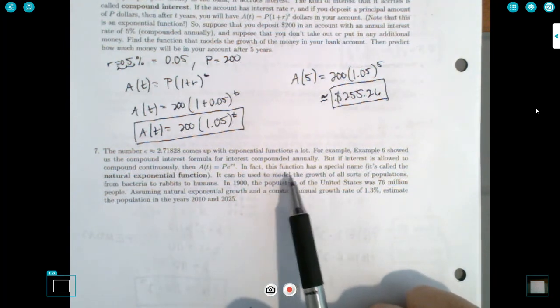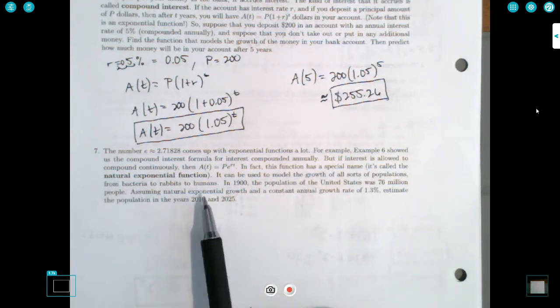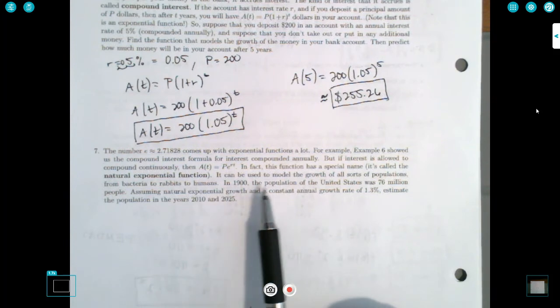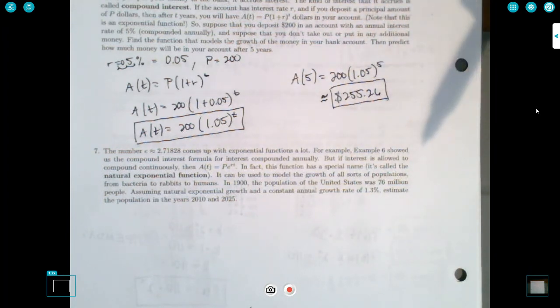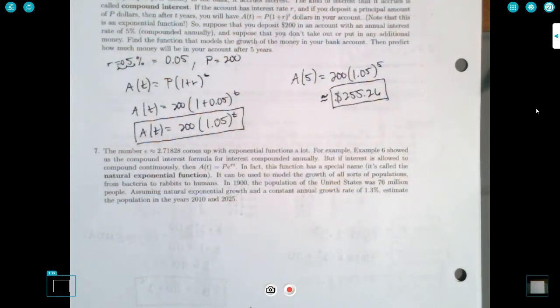In fact, this function has a special name. It's called the natural exponential function. And it can be used to model the growth of all sorts of populations, right? So it can model the growth of money in a continuously compounded interest yielding bank account. It can be used to model the growth of bacteria or rabbits or humans.